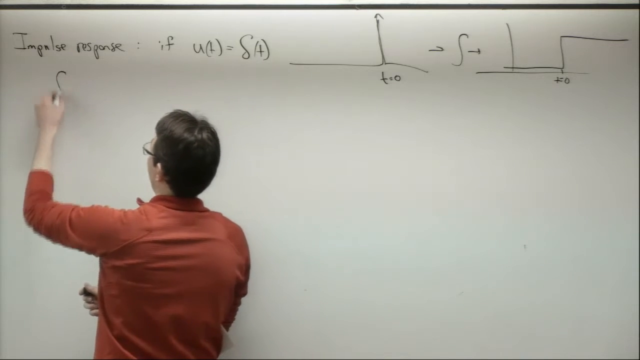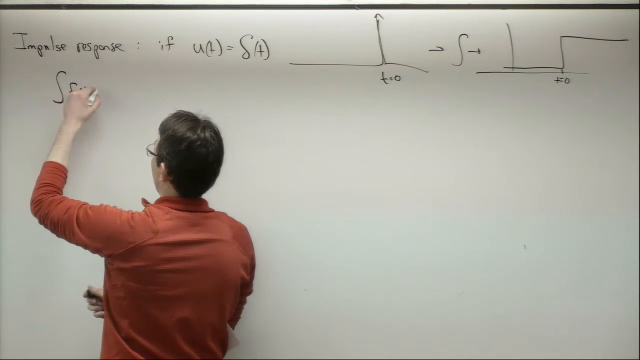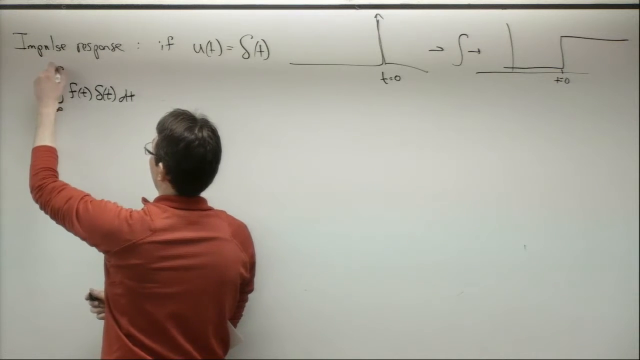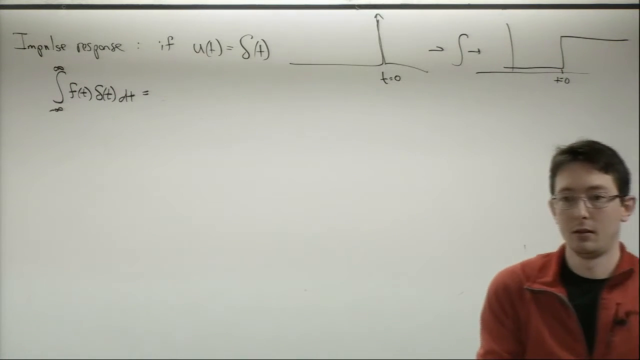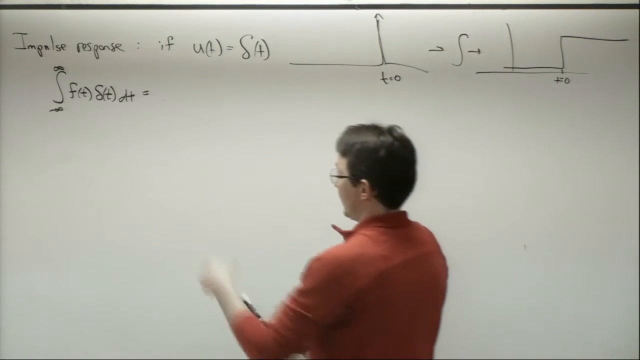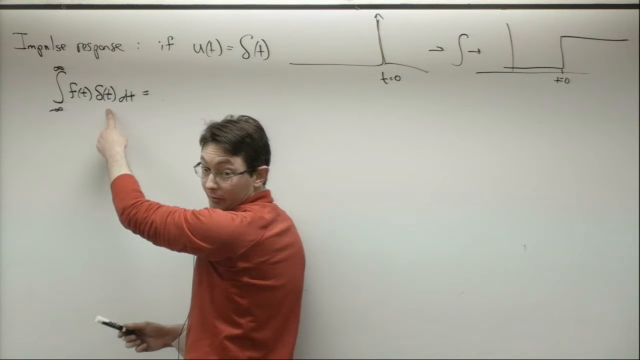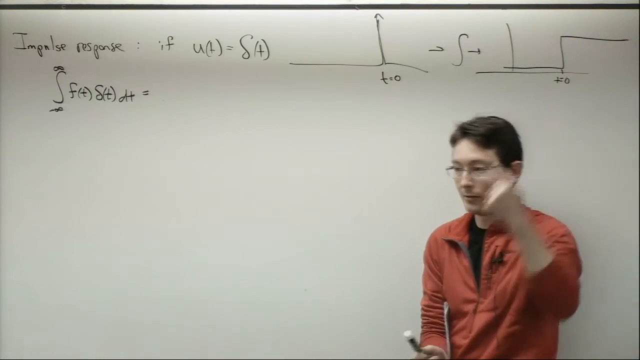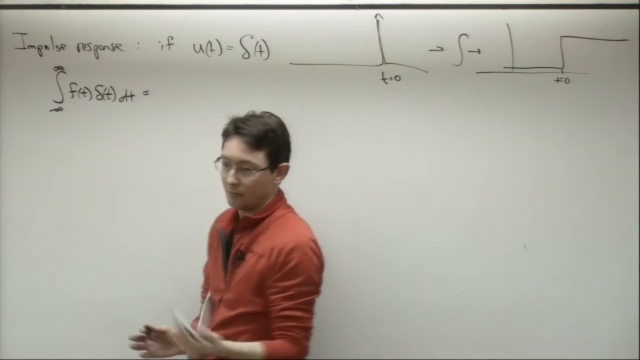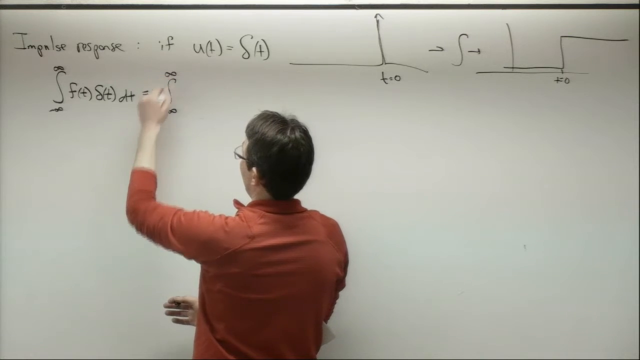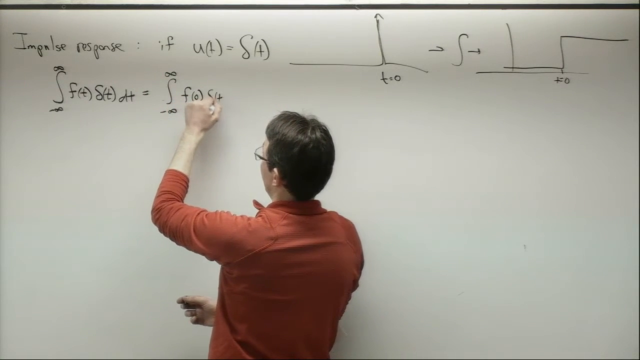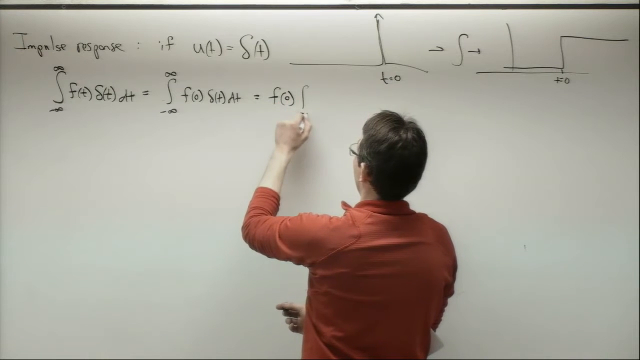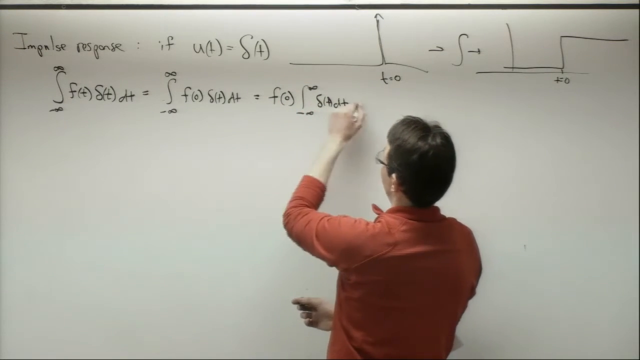What's another property of my delta function? If I integrate some function f of t times delta t dt from negative infinity to infinity, what do I know about this integral? It's just my function f evaluated at 0, the time where this delta function is non-zero. Because delta t is 0 everywhere except for time equals 0, this is the integral from negative infinity to infinity of f of 0 times delta t, and that just equals f of 0.